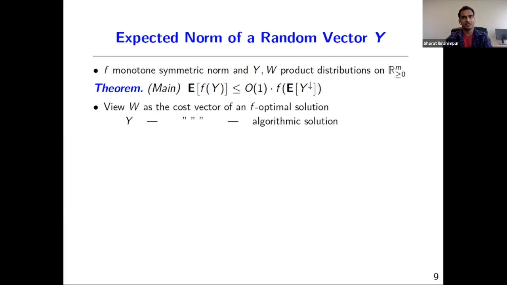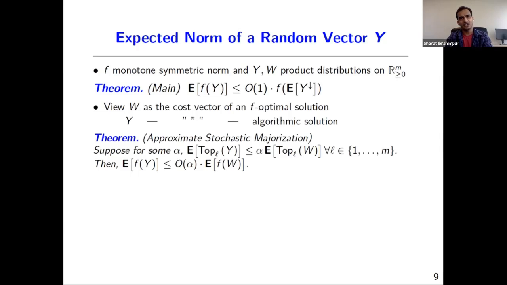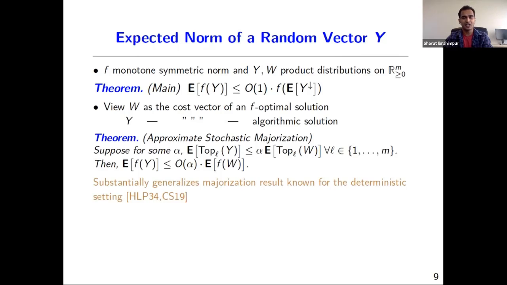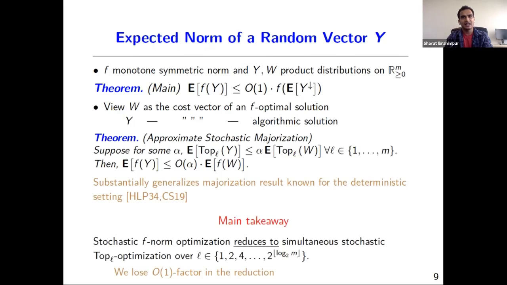Let me mention how our main theorem gives us a framework for stochastic minimum norm optimization. I want you to view W as the cost vector of an F optimal solution and Y as the cost vector of a solution that we want to compute. An immediate consequence of our main theorem is something that we call approximate stochastic majorization. If for all L, the expected top L norm of Y is bounded by alpha times the expected top L norm of W, then we can infer that the expected F norm of Y is bounded by order alpha times the expected F norm of W. This result is a substantial generalization of the majorization inequality in the deterministic setting. Anyway, so the main takeaway from this slide is that at a constant factor loss in approximation, we have a reduction from stochastic F norm optimization to simultaneous stochastic top L norm optimization over those L's that are powers of 2.